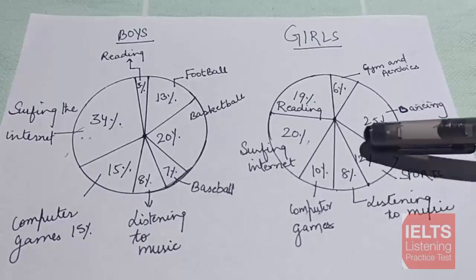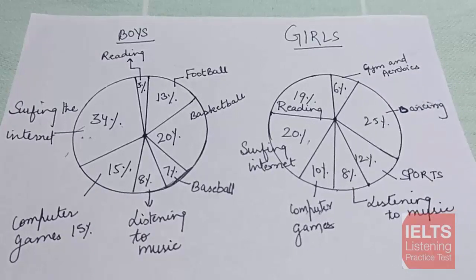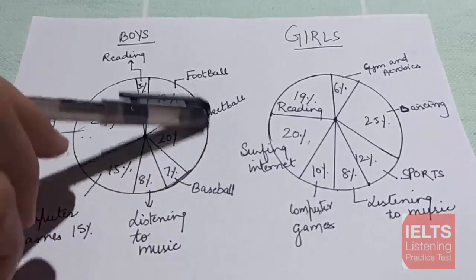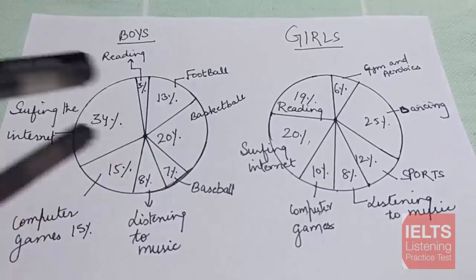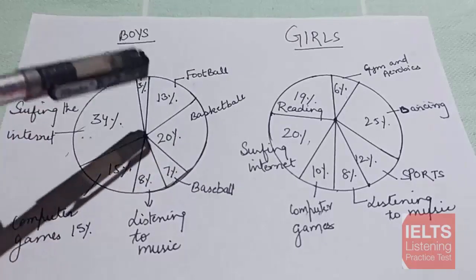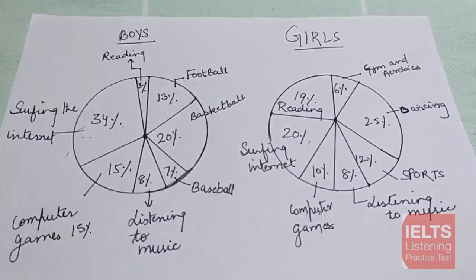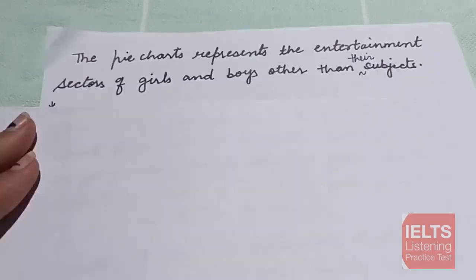And for sports they were 12%, and boys were almost 40% in playing outdoor games, like 13 plus 7, 20 and 20, 40% love to play football, basketball and baseball. So let's have a look at how we will answer this question. So this is our paraphrasing.